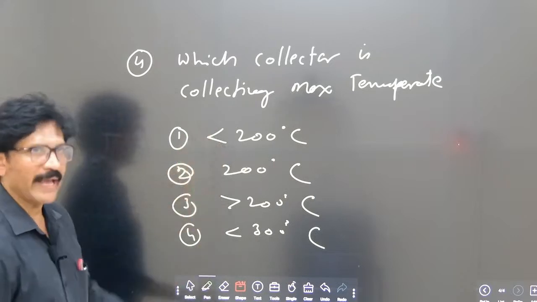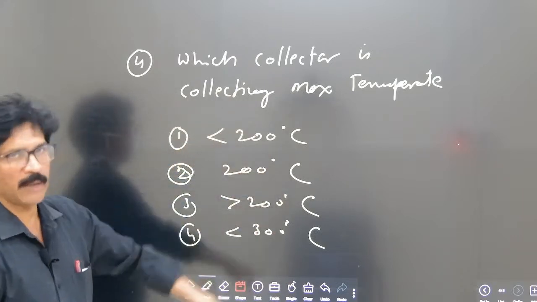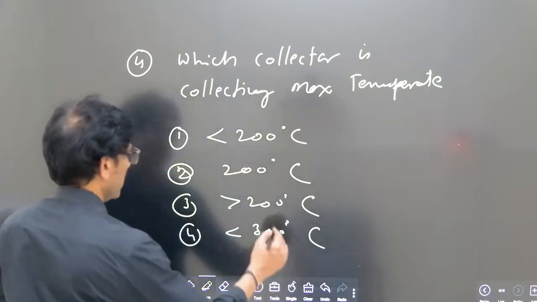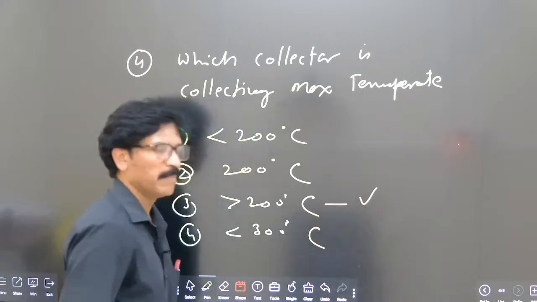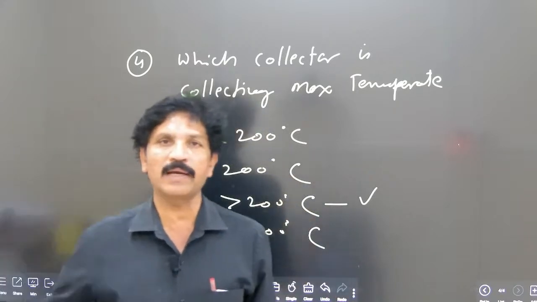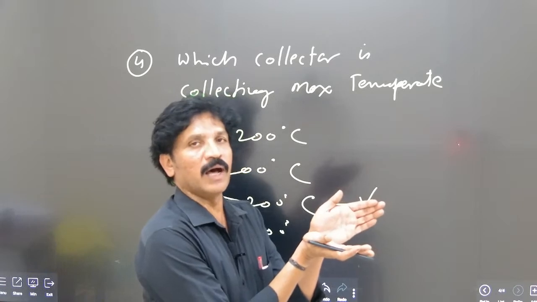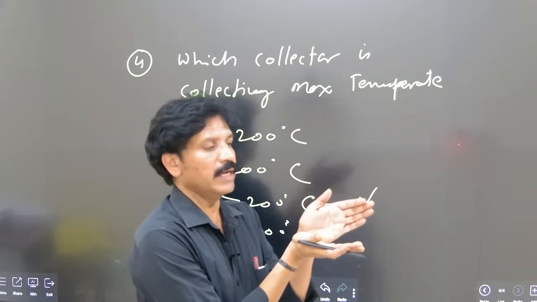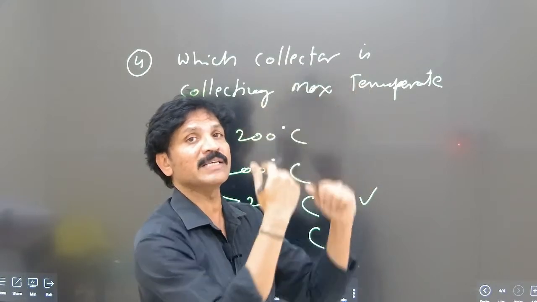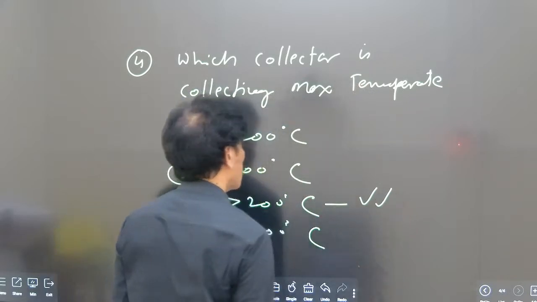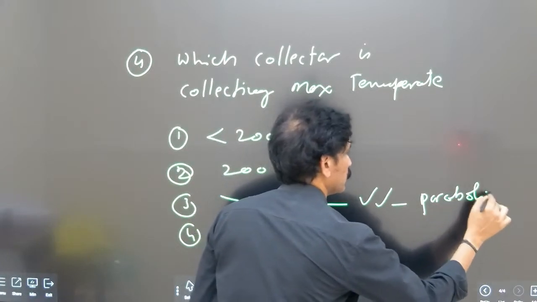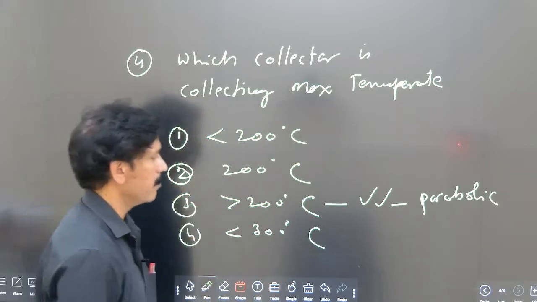I am going to explain which collector is collecting the maximum temperature. Only one collector, the parabolic type of collector. It collects the maximum temperature, but there is a disadvantage in the parabolic collector: it is fixed to only one area. The high temperature is there due to the reflection of the radiation, which increases the temperature, observed as more than 200 degrees centigrade. Parabolic type of collector, that is bit number 4.